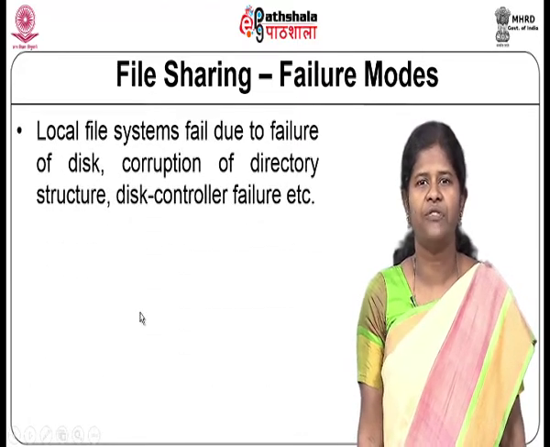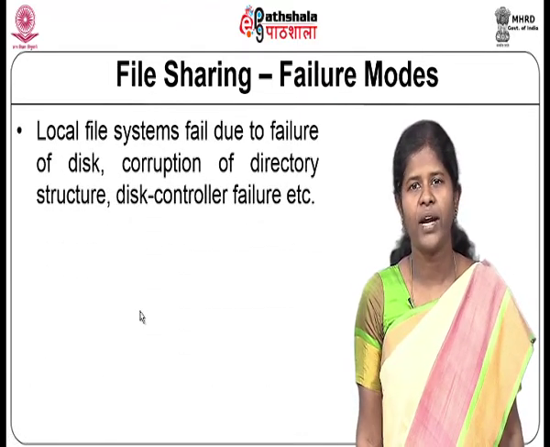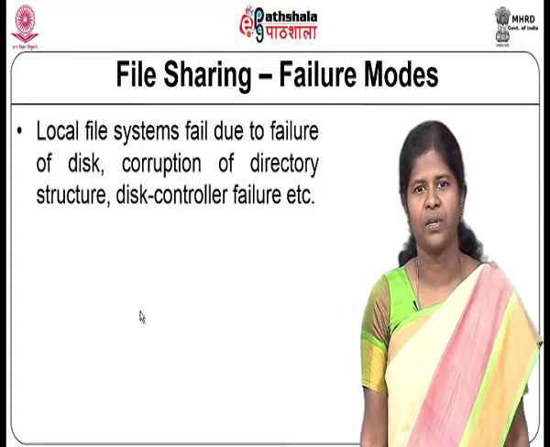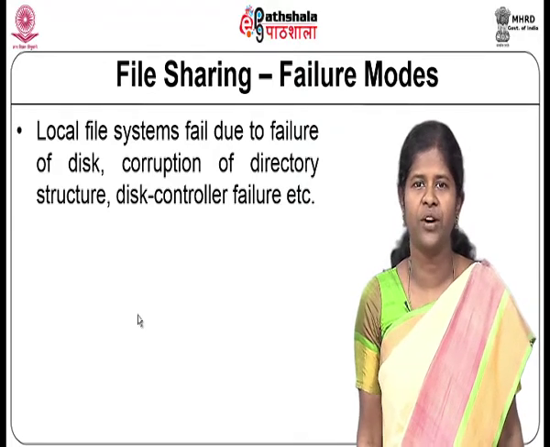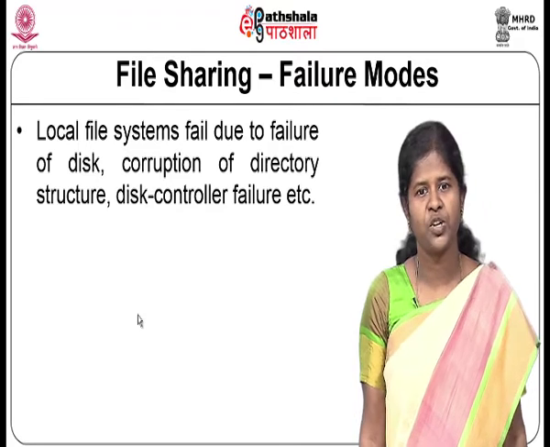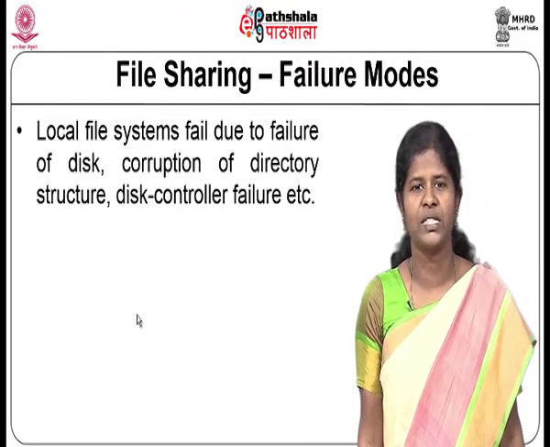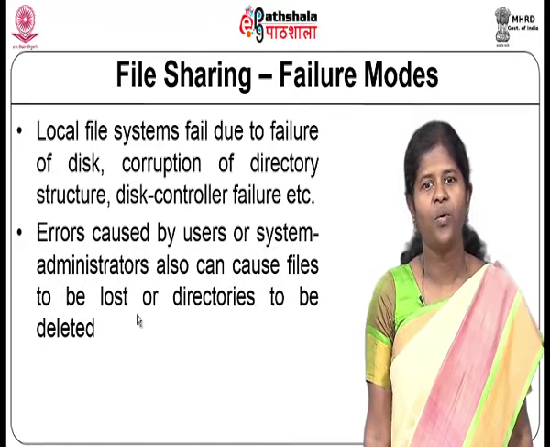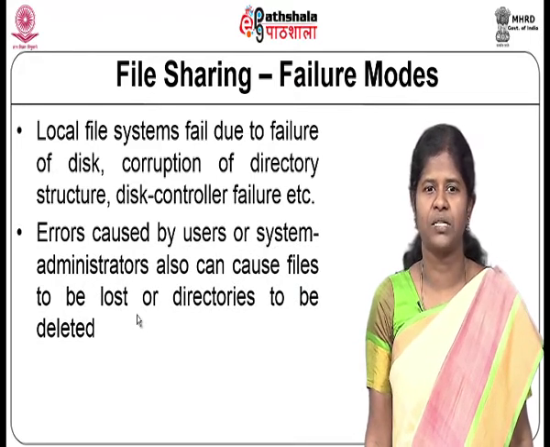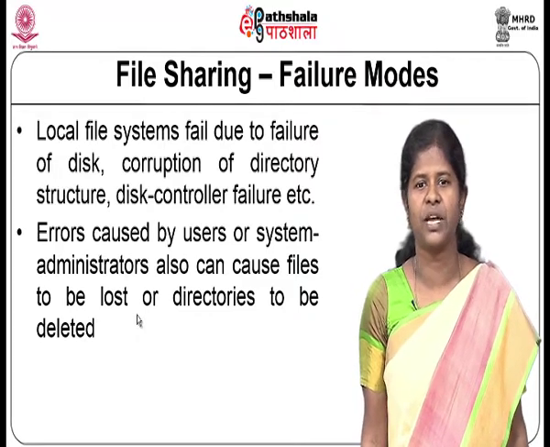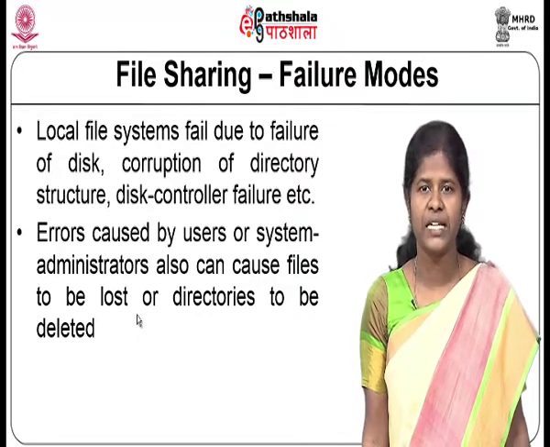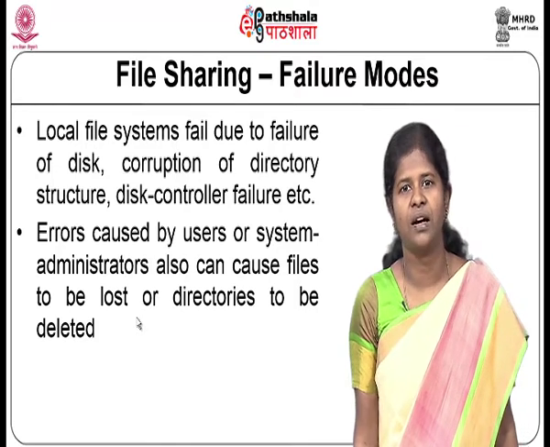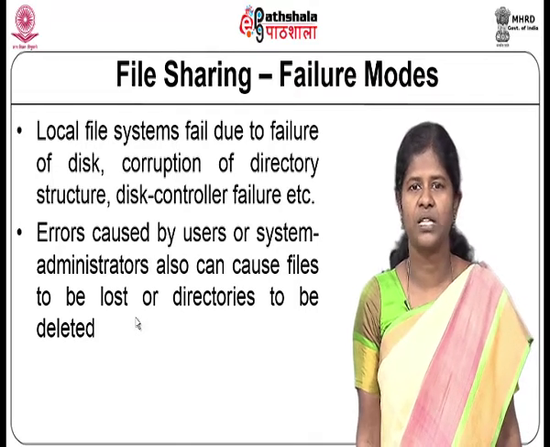Now, when you have this file sharing concept, what happens when there is failure? Suppose you have local file systems, then the file systems can fail because of a failure of disk, corruption of the directory structure, the disk controller failure, and so on. But now, when you have remote file system, what happens? And in local machines, it is also possible that errors caused by the users or the system administrators can also cause files to be lost or directories to be deleted. Unknowingly, the administrators can delete a file or delete a directory and so on.